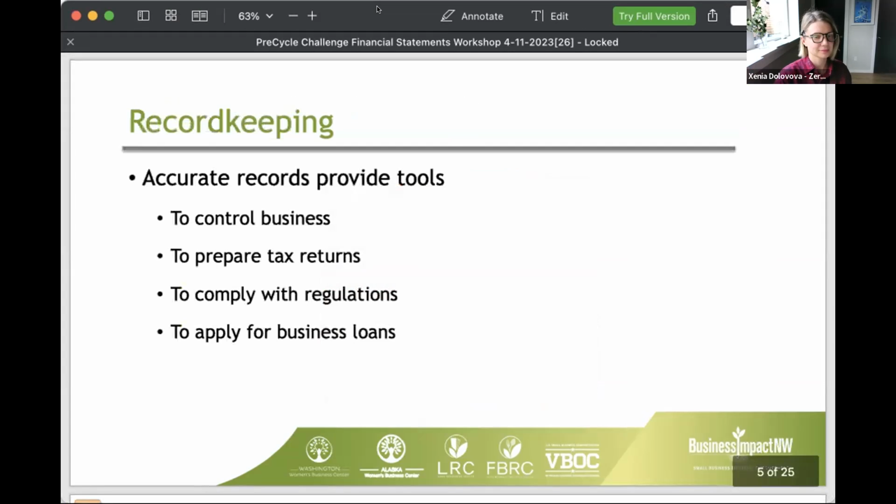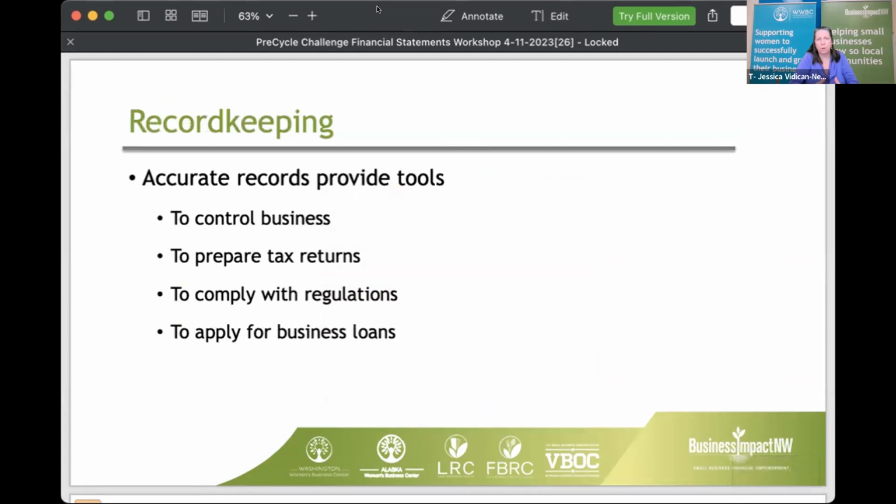So the reason you want to keep records is you want to have accurate records so that you can control your business, you can prepare your tax returns, you can comply with any financial regulations that you may be required to comply with, and so that you can apply for business loans. Having these solid records, these solid business records, puts you in a good position to be able to talk knowledgeably about the financial health of your business.